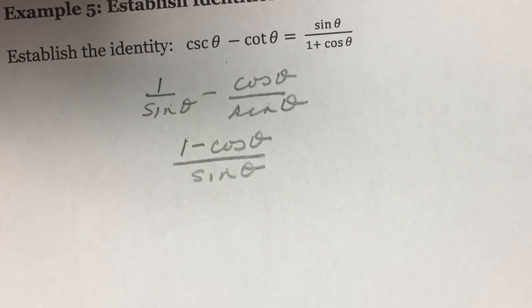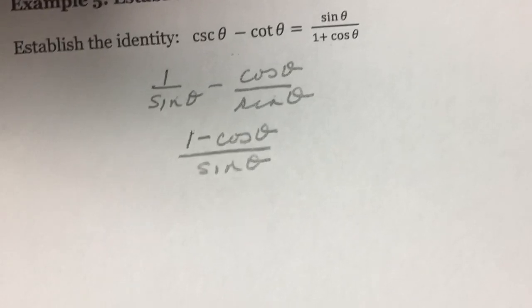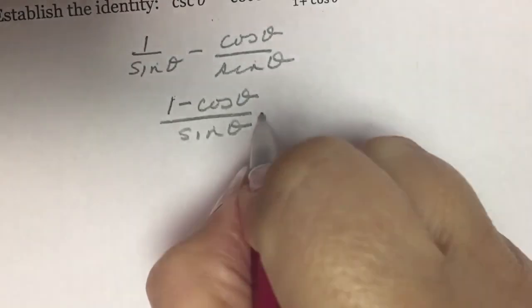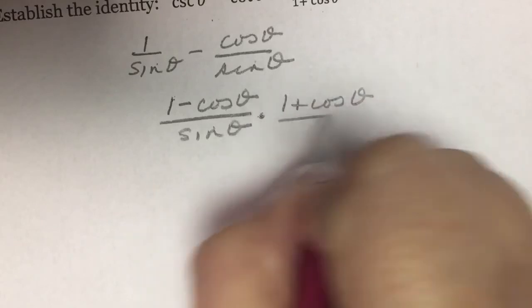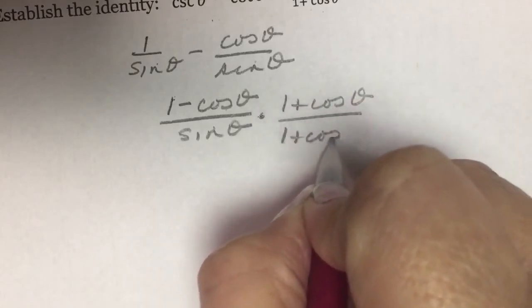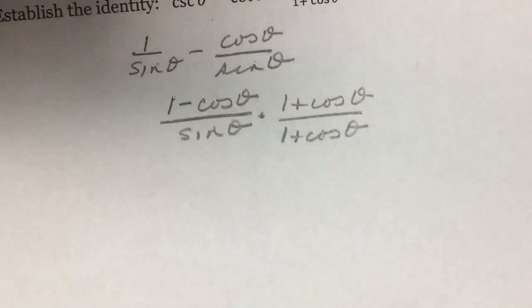Very often when you get to a place and you think, oh my God, what do I do next? Here is a place where you want to use the strategy where you multiply top and bottom by the same trig expression, and it's usually the conjugate. That's what I'm going to do here. I'm going to multiply both top and bottom of this fraction by the conjugate of the top, which is 1 plus cosine theta.